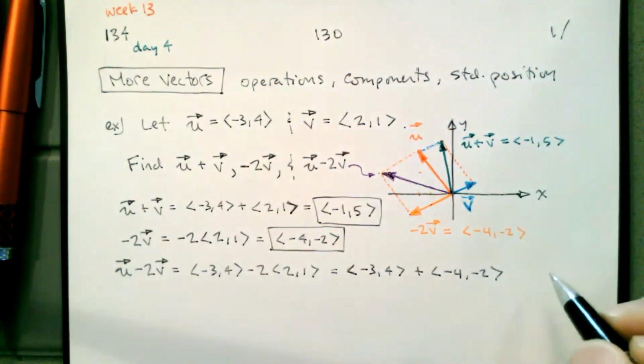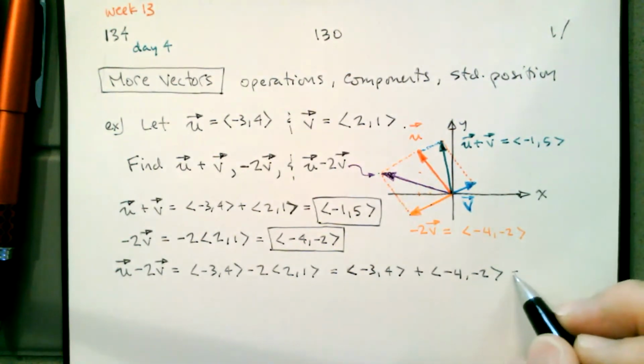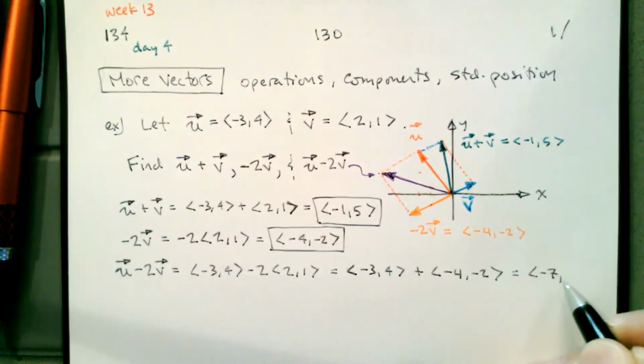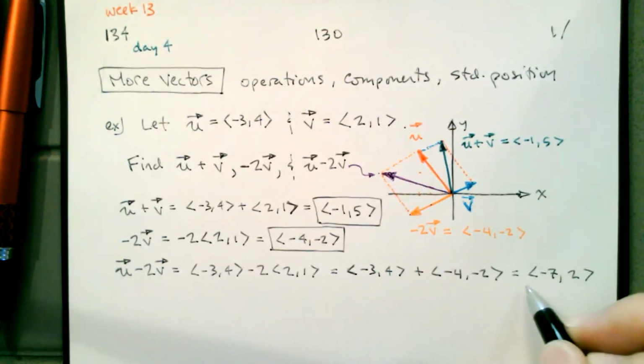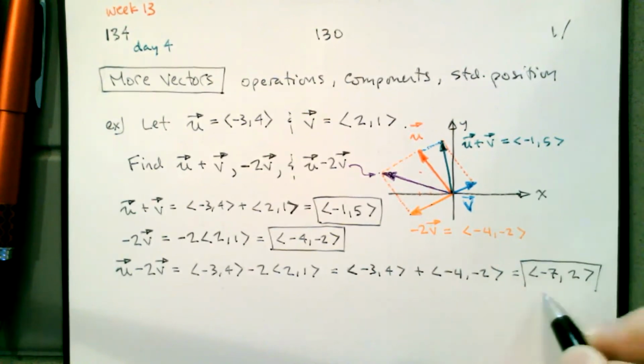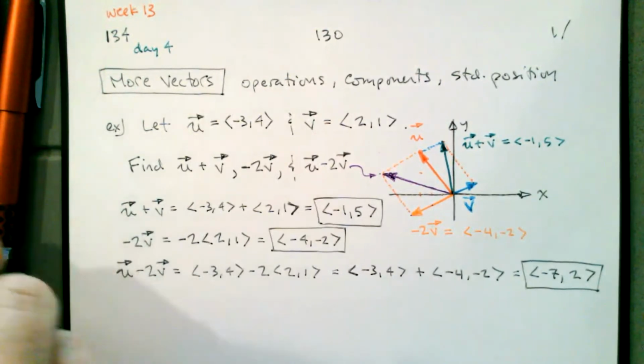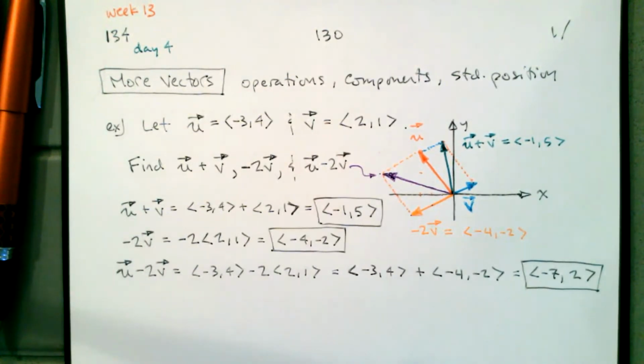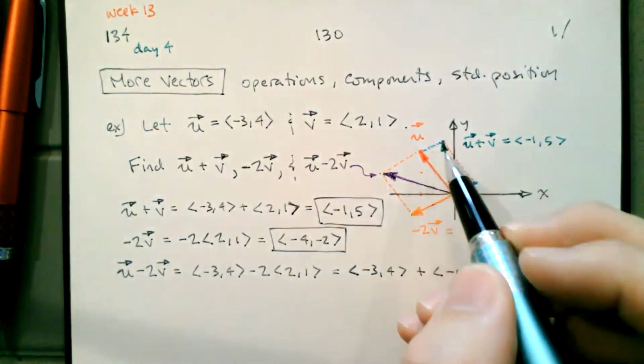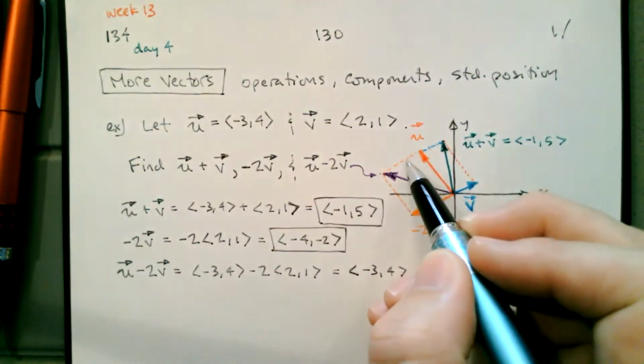So negative 3 minus 4 is negative 7, and 4 minus 2 is 2. And that is right where U minus 2V lands. It's at negative 7, 2. Note that the other thing we can do is we can also read this U minus 2V. I could, at the end of U, put 2 copies of negative V.